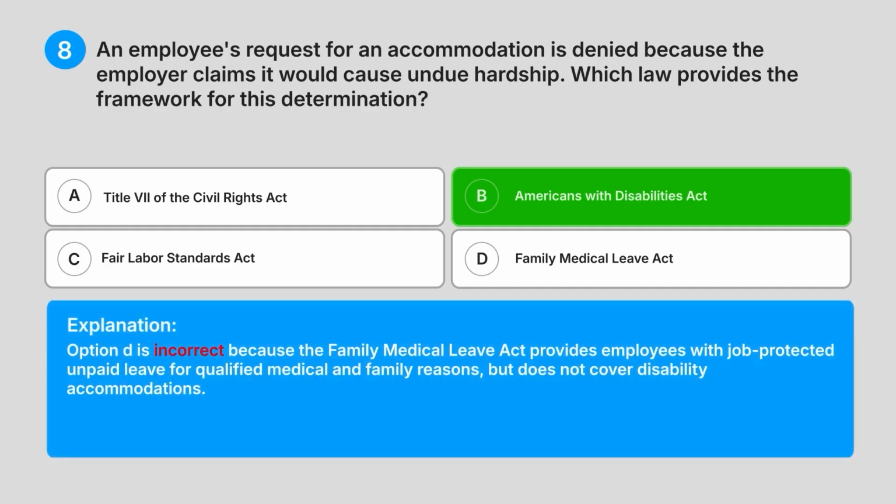Option D is incorrect because the Family Medical Leave Act provides employees with job-protected, unpaid leave for qualified medical and family reasons, but does not cover disability accommodations.